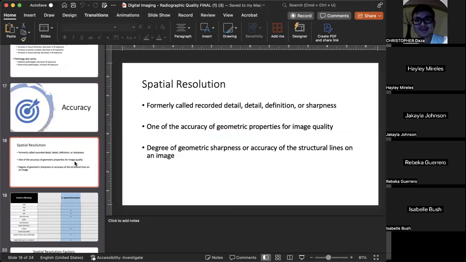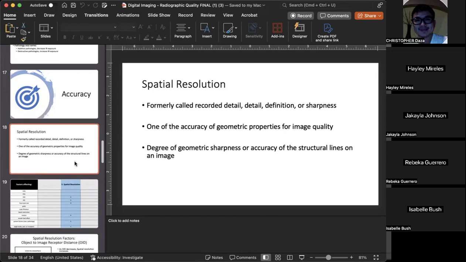Now, accuracy. So the first one that we're going to talk about is spatial resolution. In a previous iteration, this would have been called recorded detail. That's how I learned it 15 years ago, was recorded detail. And so we are looking at the sharpness of the edges.